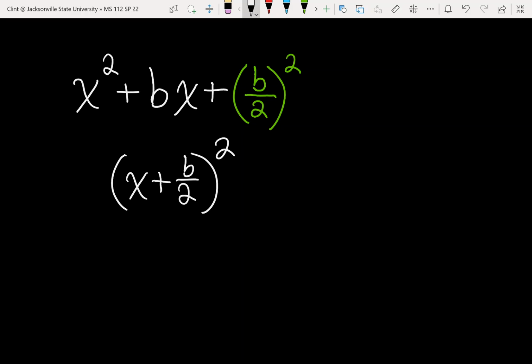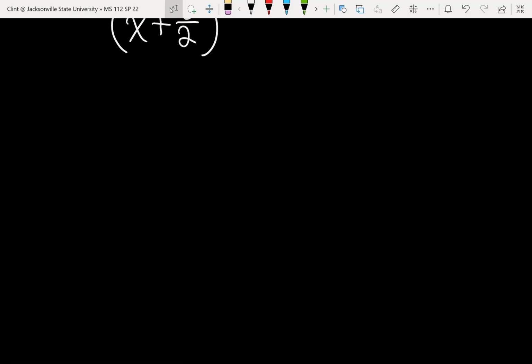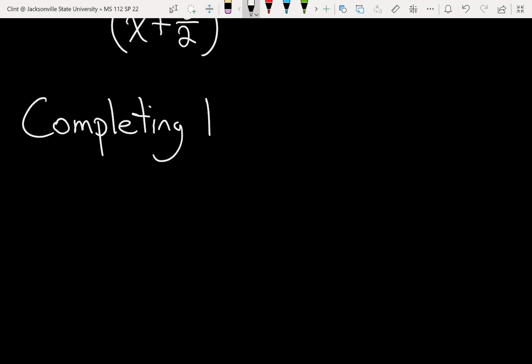So using this idea where we turn one side of our equation into a perfect trinomial square and then factor, and then take the square root, the method's called completing the square. So that's our third major method for solving quadratic equations. Completing the square.